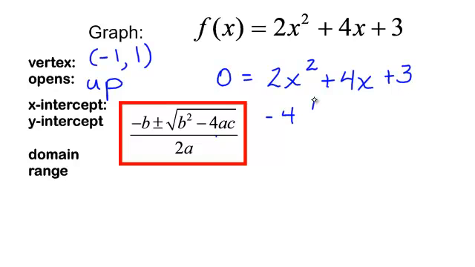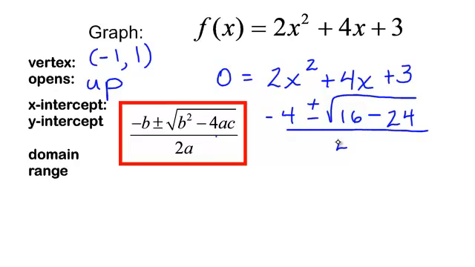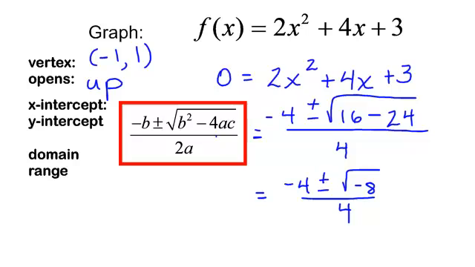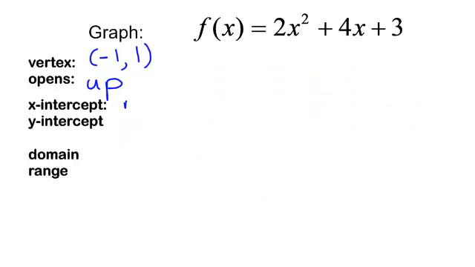So we will have negative 4 plus or minus the square root of b squared, that'd be 4 squared, which would be 16, minus 4 times 2 times 3 will be 24. All of that divided by 2a, so 2 times 2 is 4. So I will get negative 4 plus or minus, look at this, the square root of negative 8. And yes, all of that is divided by 4, but I have the square root of a negative number. This is not a real answer. So as for an x-intercept, there are no x-intercepts.